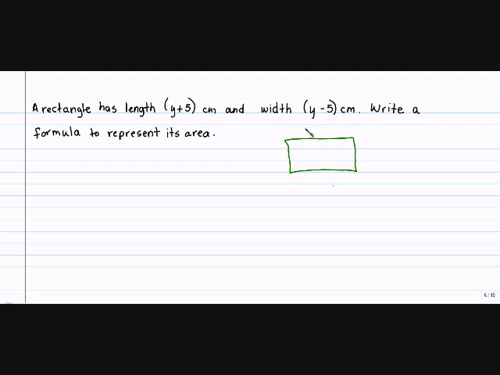The length, which is up top, is y plus 5, and the width, which is the side, is y minus 5, and they want us to write a formula. In the formula for representing the area of a rectangle, area equals length times width. So in order to do this, I'm going to substitute my length as y plus 5 and my width as y minus 5. And you're done.